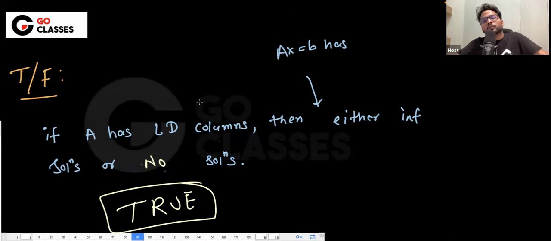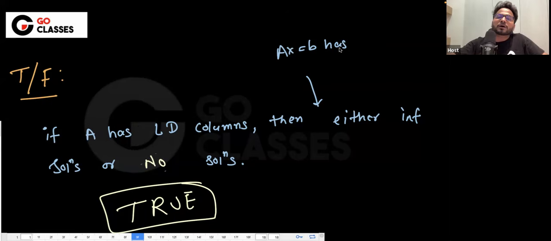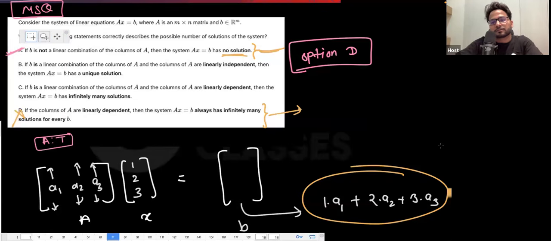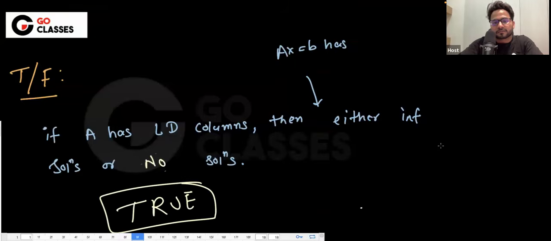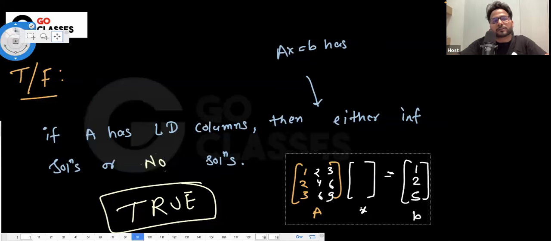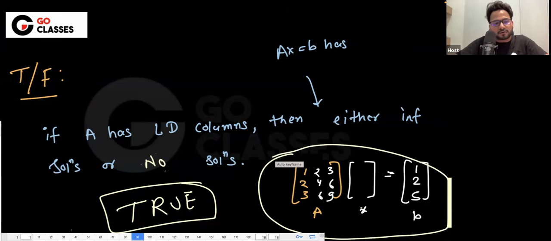Someone is asking, how come no solution in linearly dependent columns? It depends if B is not a linear combination of columns of A. See, just like this, here there is no solution. There is no solution in linearly dependent columns. Understood? Here the columns are linearly dependent, still no solution. So I can say no solution.